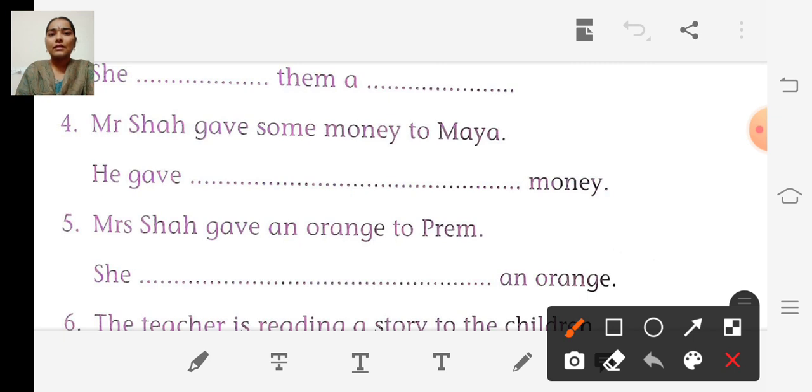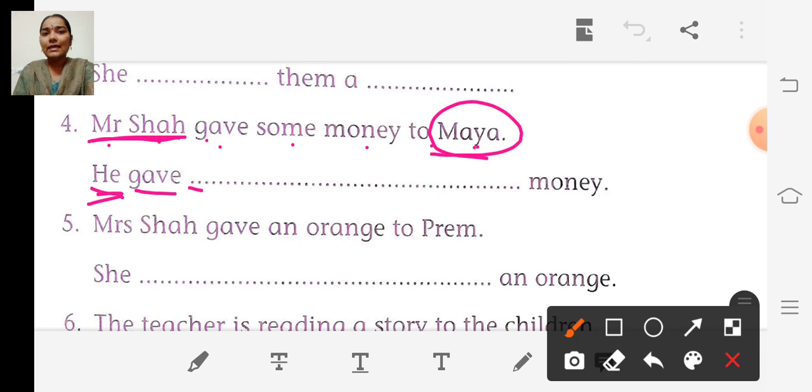Mr. Shah gave some money to Maya. Mr. Shah is a male, isn't it? Male gender. So instead of Mr. Shah, they have written he. He gave money. First we have to write who to whom. So he gave Maya. Maya is a female, so instead of Maya, we have to write her.